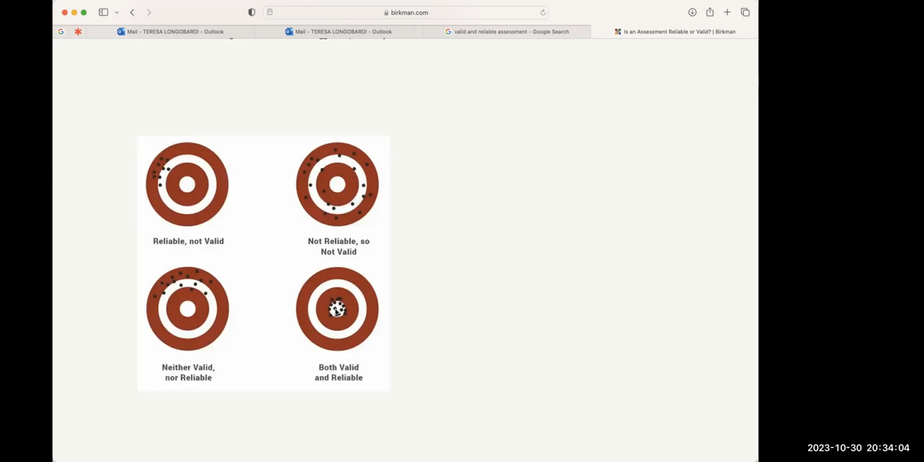Valid means non-bias. I keep getting the right value. Reliable means low variation. It's precise. Okay, so we're going to spend time talking about that and how that looks in the coefficients and how we test for that.